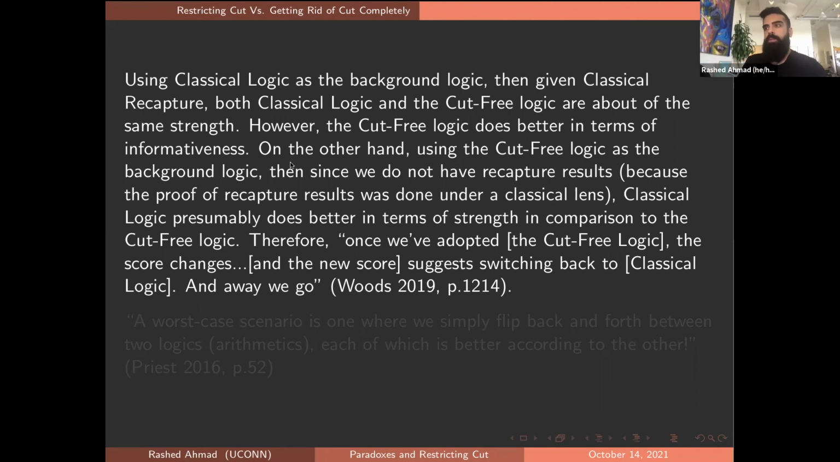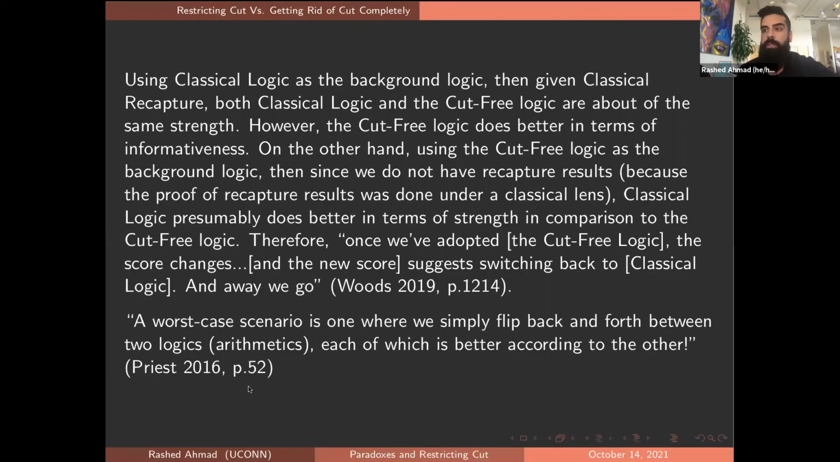Now we look at the other hand, using cut-free as the background logic. Since we do not have recapture results, since the results of recapture are done with the lens of classical logic, then classical logic is presumably better in terms of strength in comparison to the cut-free logic. And so we have to switch back to classical logic. So once we have adopted the cut-free logic, the score changes. And the new score suggests switching back to classical logic, and away we go. Another way to put it is by Priest.